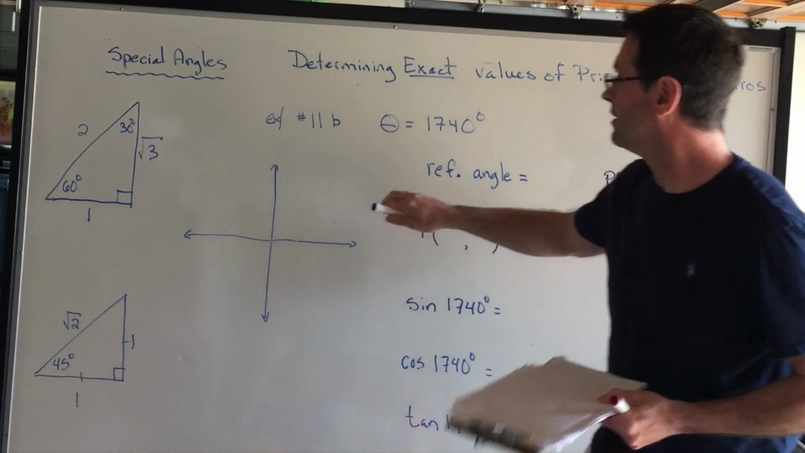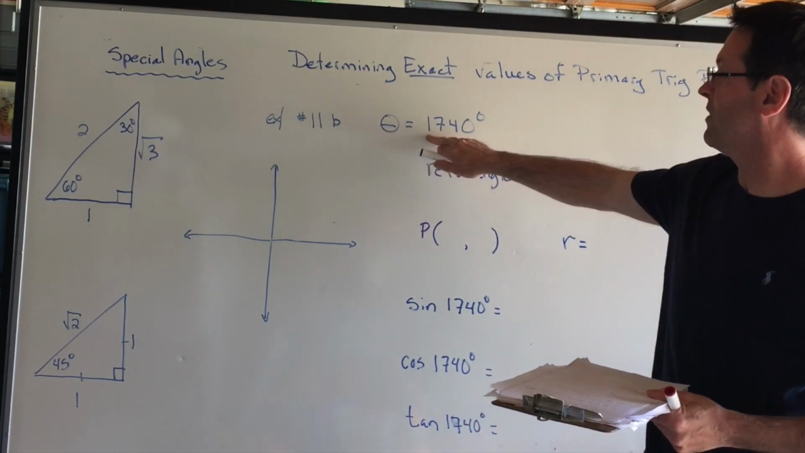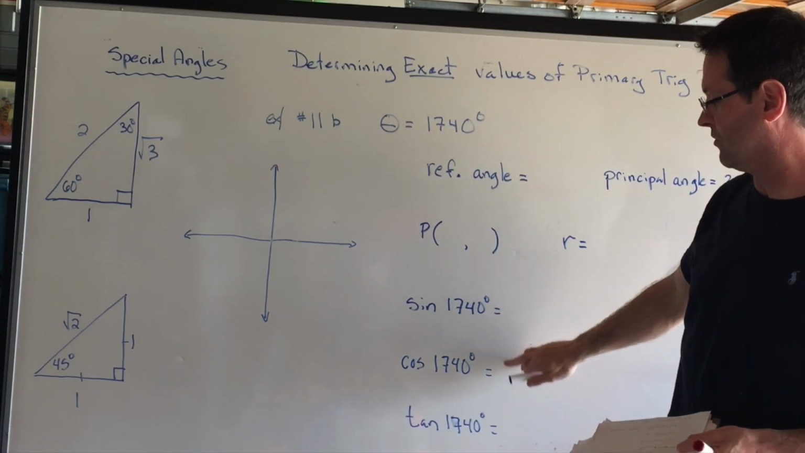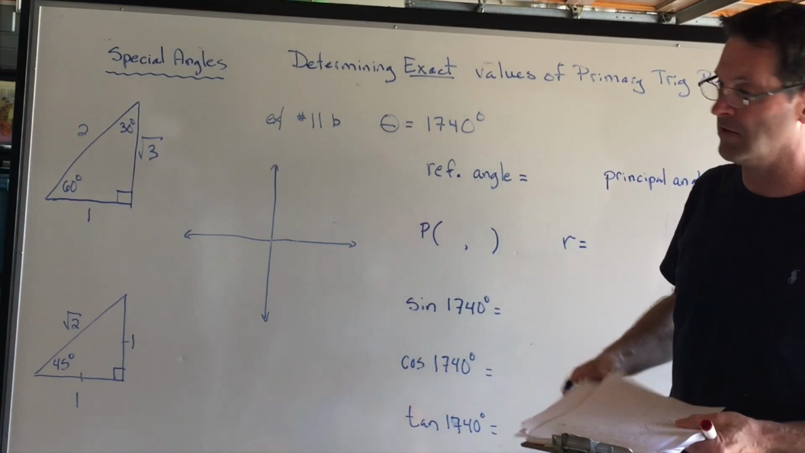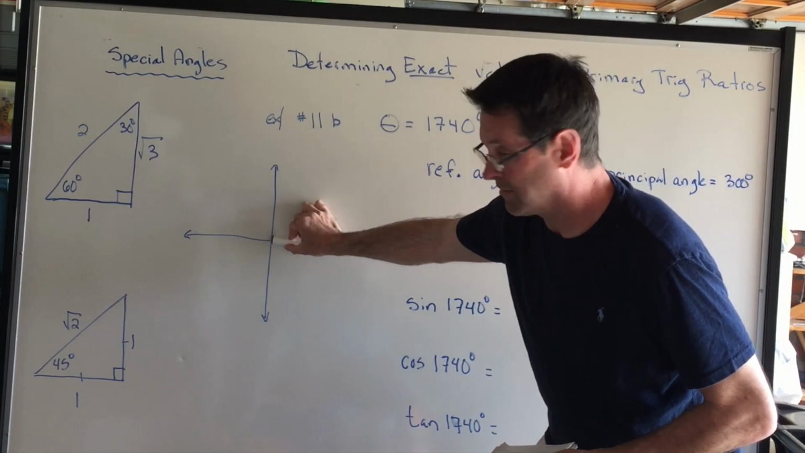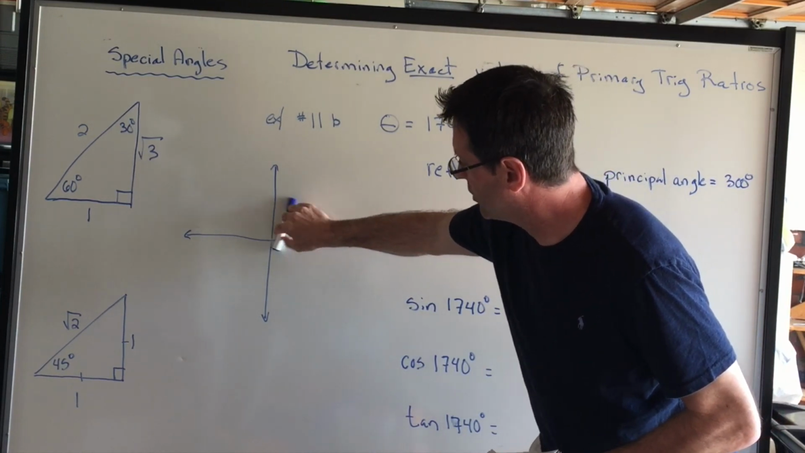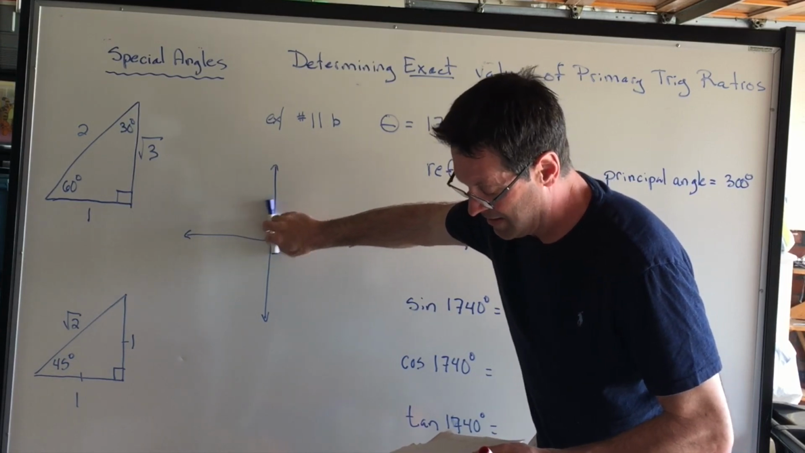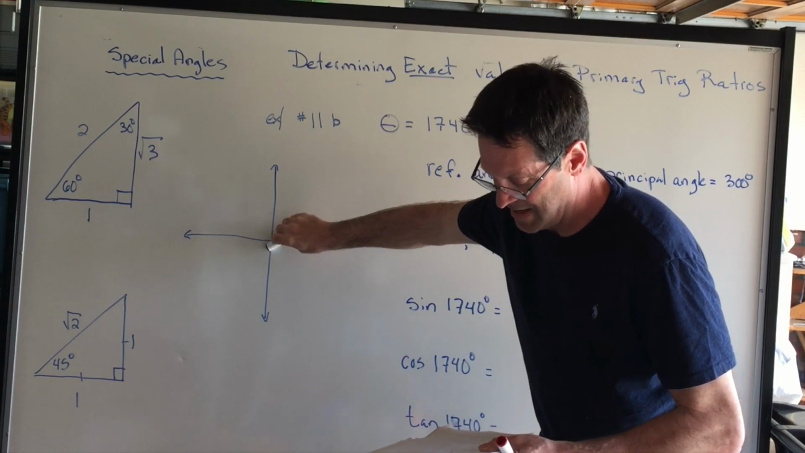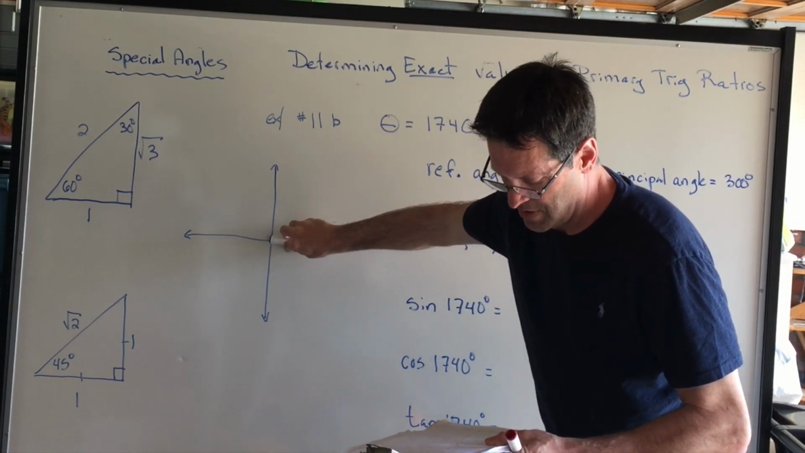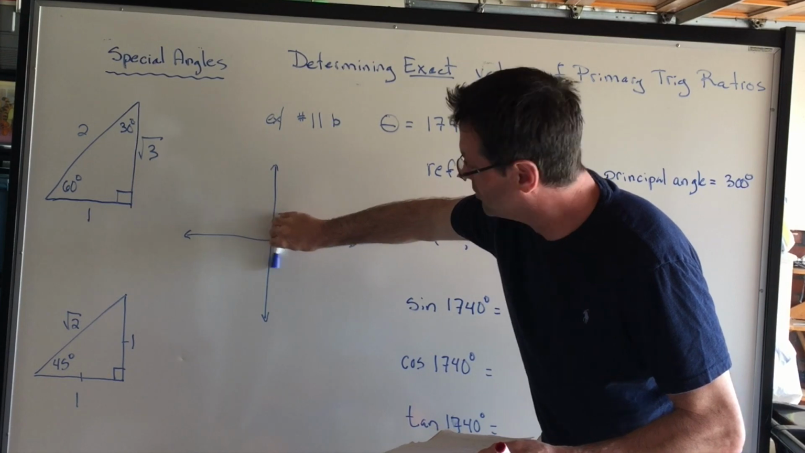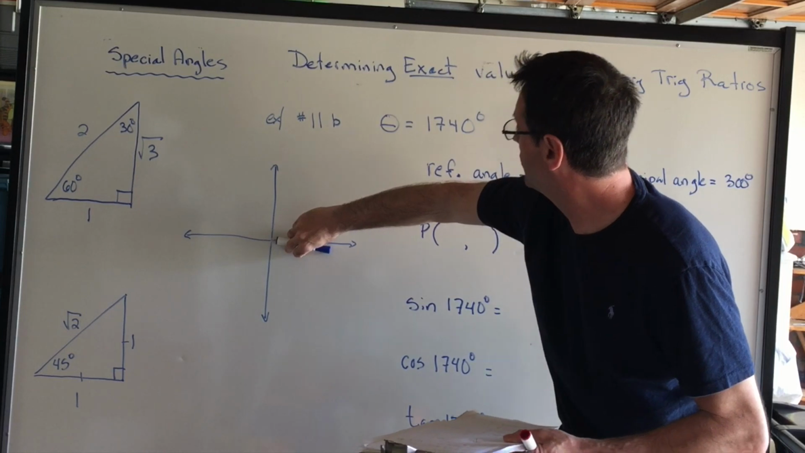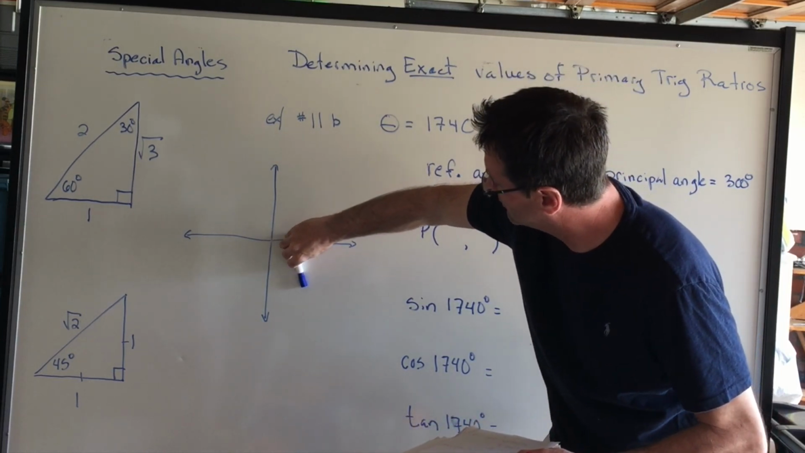Now, for instance, theta is 1,740 degrees. We want to find the exact sine, cosine, and tangent ratios for that. So let's start with this. We're going to make a little sketch, make it visual. 0 degrees. If I go all the way around, that's 360. Again, 720. Again, 1,080. Again, 1,440. If I go all the way around again, I go to 1,800 degrees. That's too far. I'm going to have to back up. To get to 1,740, I'm going to have to back up 60 degrees.